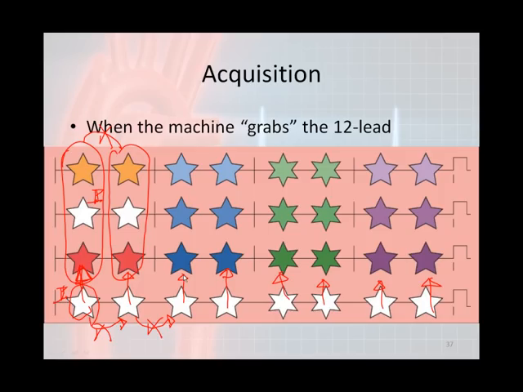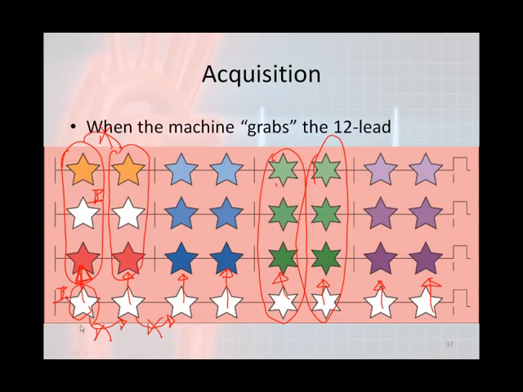The reason that we do this is because if you need to interpret a rhythm and you have all kinds of ectopy or something else going on, you need to know what the underlying rhythm actually is. If you look at these stars over here, if you didn't know that this complex and this complex were premature beats or ectopic beats of some kind, you might not know that because it is in a different lead. It's actually switched.